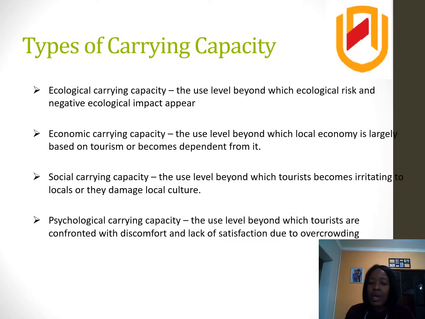Now, there are four types of carrying capacities that we can look at. The first one is the environmental carrying capacity, what we call ecological carrying capacity. The second one is economic carrying capacity. The third one is what we call social carrying capacity. And the last one is the psychological carrying capacity. The ecological carrying capacity normally looks at how many people a natural environment can handle.